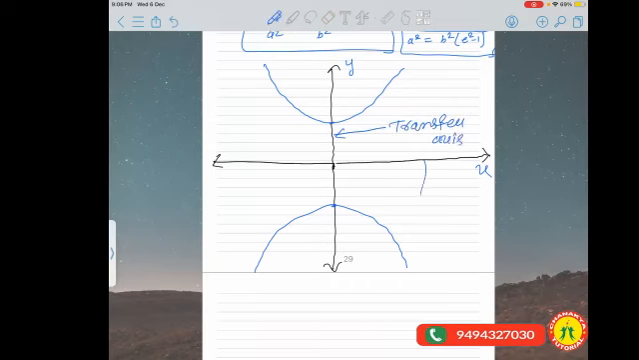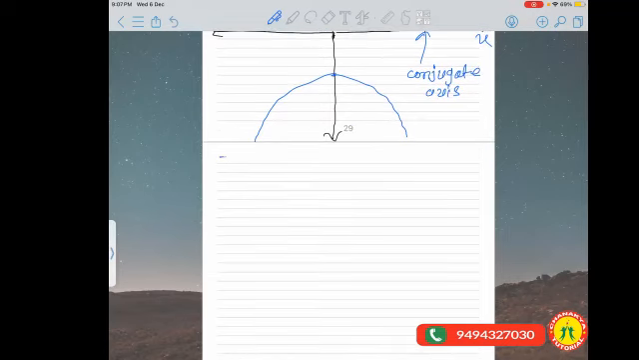And the x-axis will be the conjugate axis. Earlier, for the hyperbola, the x-axis was the transverse axis and the y-axis was the conjugate axis, but here the x-axis is the conjugate axis and the y-axis is the transverse axis. So now see the terms related to the hyperbola. These are very important things.